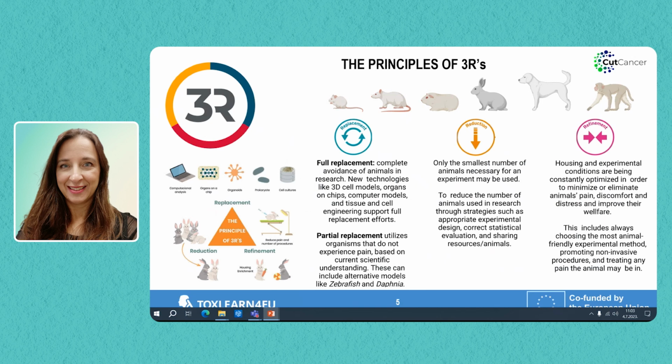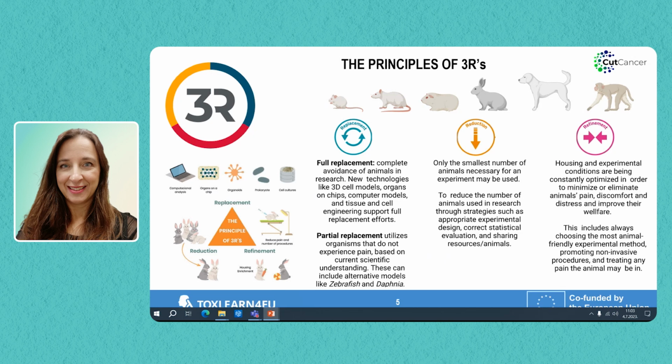I assume you know that, but I will just summarize it. So the first one is the replacement of animals. Then we have a reduction of animals, and we have a refinement of animals. So 3Rs. On one hand, we can have full replacement of animals. It means that we completely avoid the animals in research. And we have new technologies that we use, like 3D cell models, organs on chip. Then we have some computer models, so in silico modeling, and some cell tissue engineering that all support full replacement of the animals. So like you can see it here.